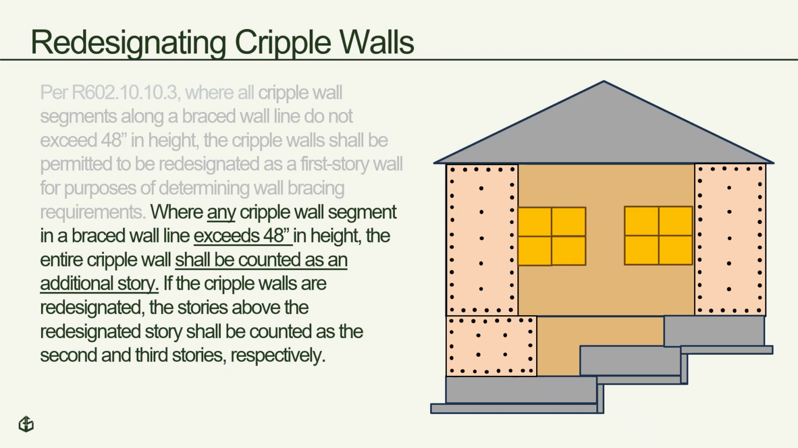In cases where any cripple wall section exceeds 48 inches in height, the code no longer makes it an option, but rather requires the cripple walls to be counted as a story. This is important to understand as it may impact the ability to provide wall bracing for the building using the prescriptive provisions where there are 3 stories above the cripple walls.